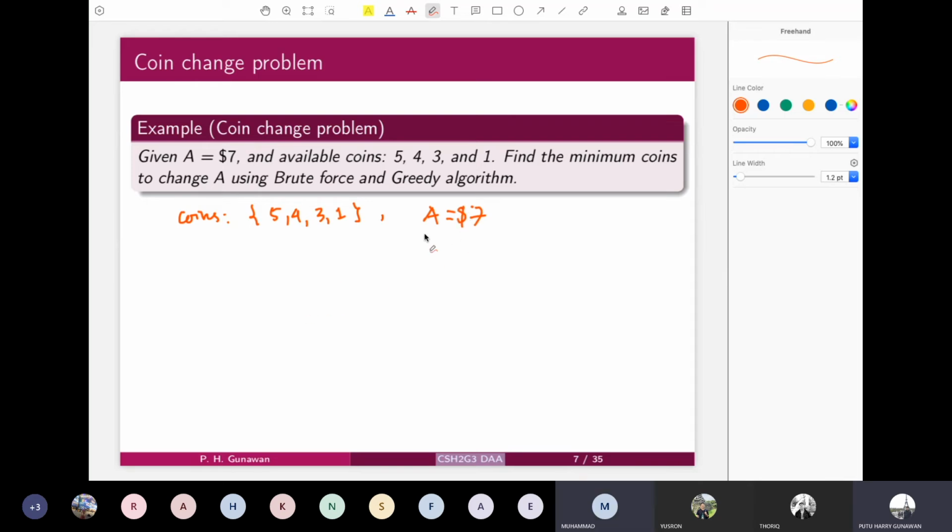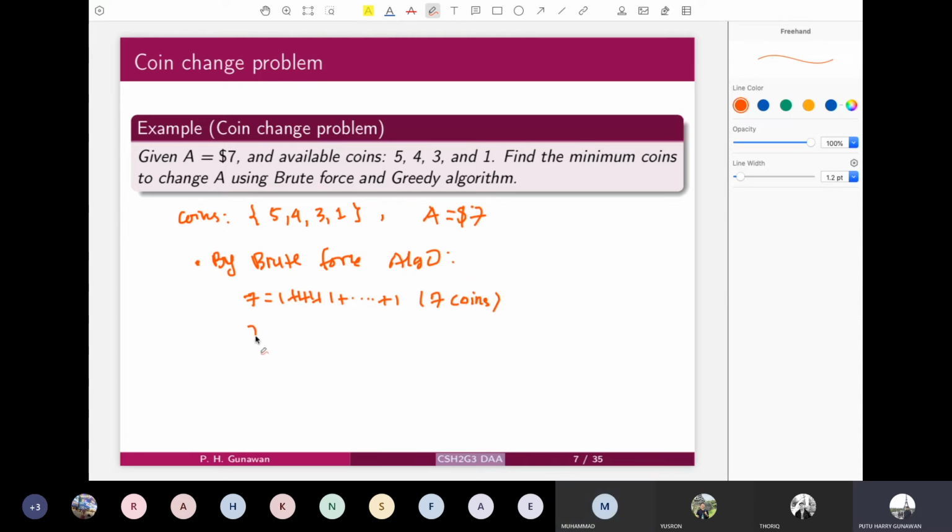Okay, so now of course using brute force, you need to exactly generate all the solutions. So 7 can be 1 plus 1 plus 1, and so on, which should be 7 coins. Yes, so that's the worst case.